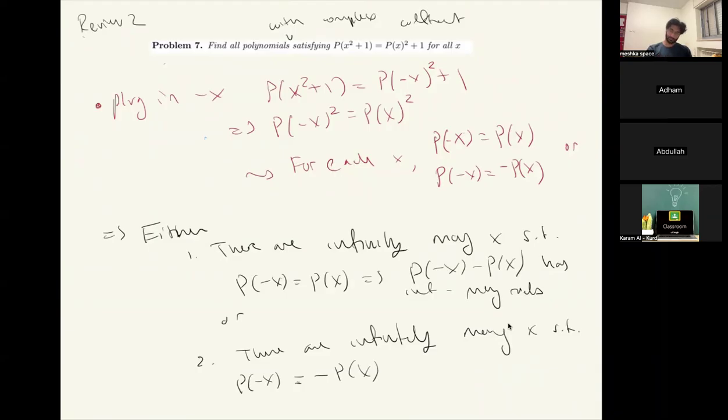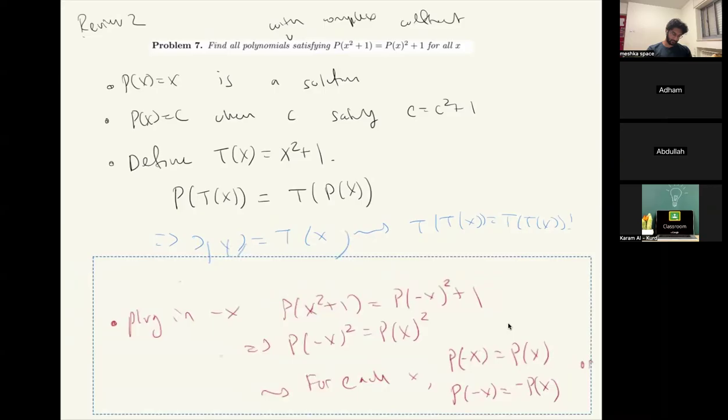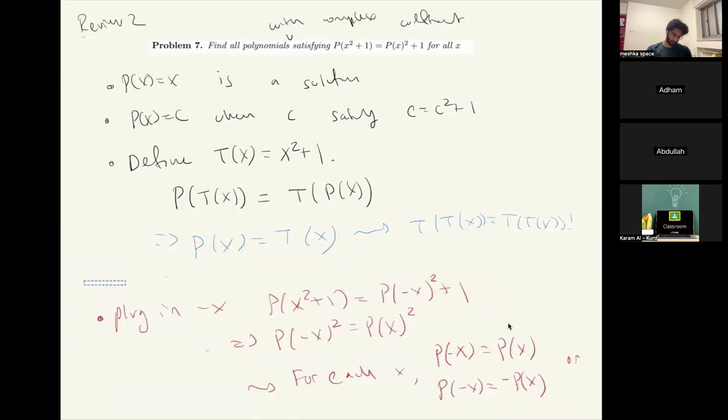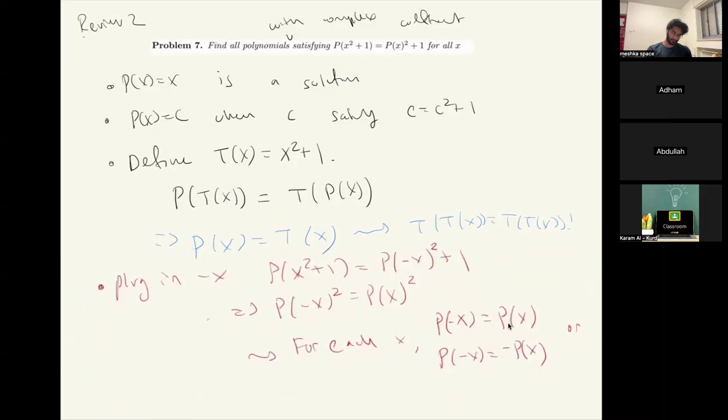So let's go back. The point of this whole argument is to conclude that p is even or p is odd. Okay. So in particular, for polynomials, it means that either all the exponents of p are even numbers or all the exponents of p are odd numbers.